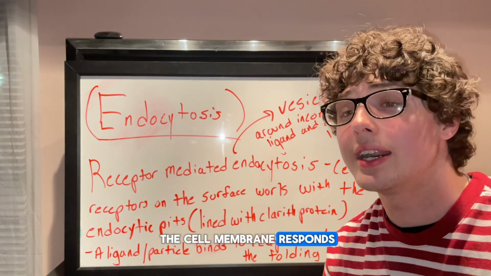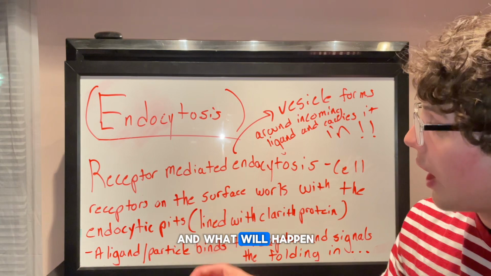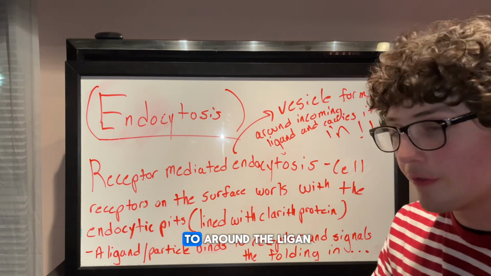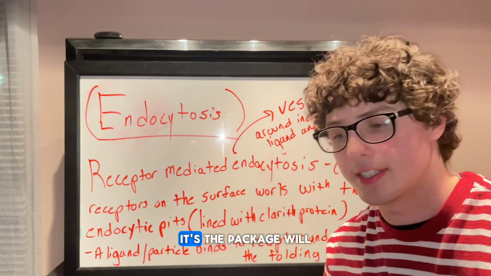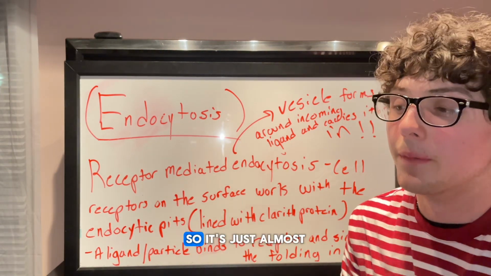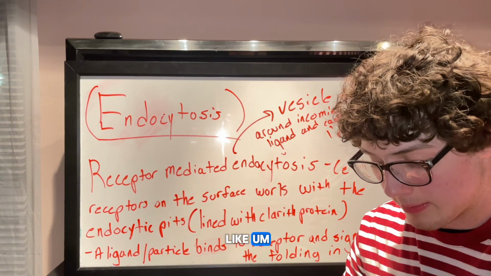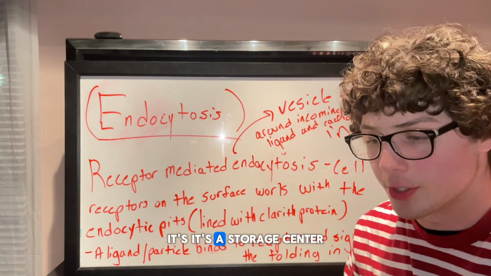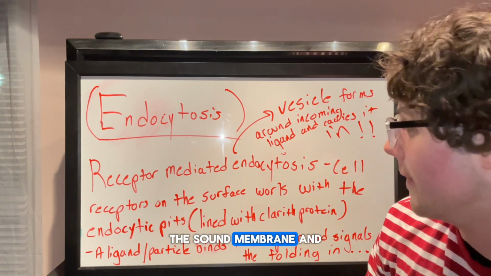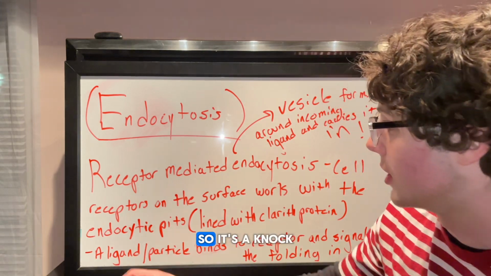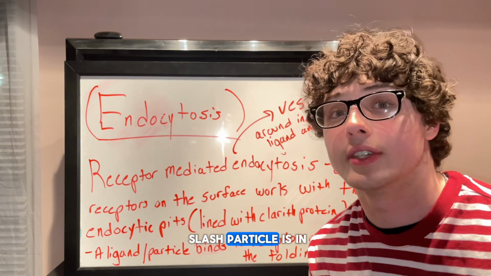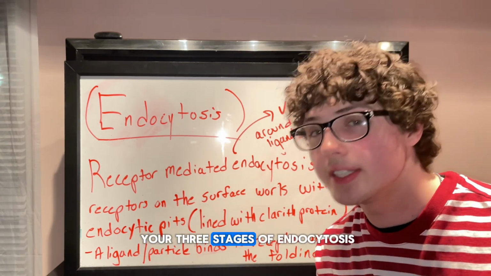And the cell membrane responds, it answers the door, it folds in, and when that ligand binds to that receptor, a vesicle forms around the ligand, and it's almost like a suitcase. The package is the ligand, and the vesicle is protecting it and bringing it in. It's almost like a shield, like a guard. It's a storage center, and this storage center allows it to come safely through the cell membrane. This is all working through communication. So it's a knock, it is answered, and now that ligand or particle is in the cell. Now, those are your three forms of endocytosis.